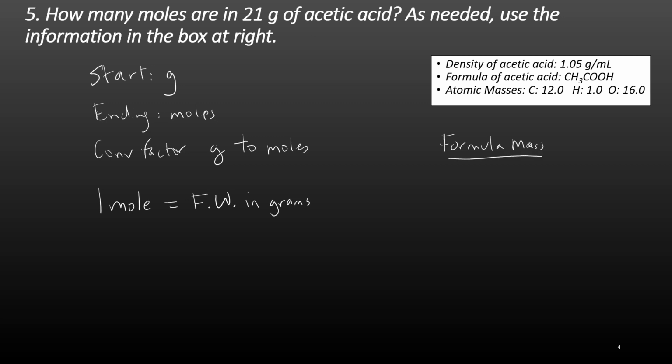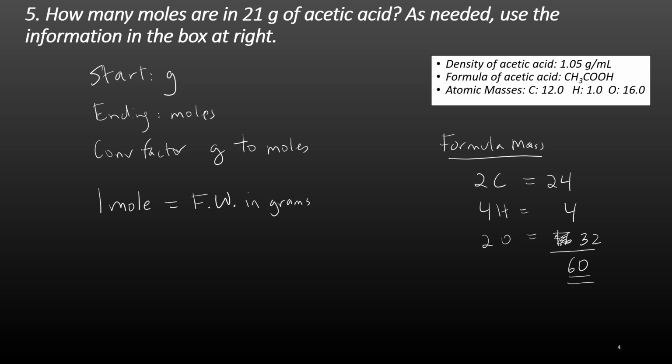of CH3COOH. So there's 2 carbons in there, right? So that's 24 atomic mass units. There are 4 hydrogens, so that equals 4 atomic mass units. And there are 2 oxygens, and that equals 16 atomic mass units. Oh, I'm sorry. Check that. 32. 2 times 16. All right. So we've got 24, 28, 60 as our formula weight or formula mass.